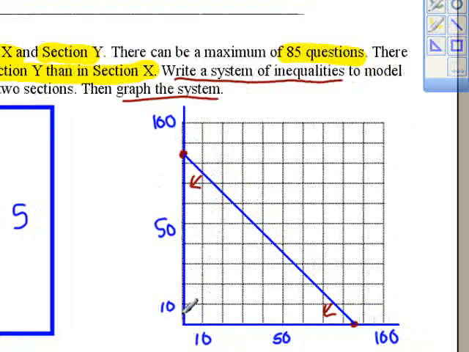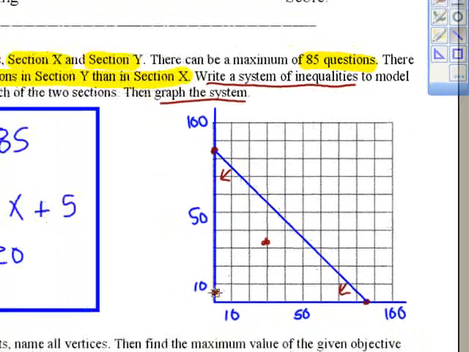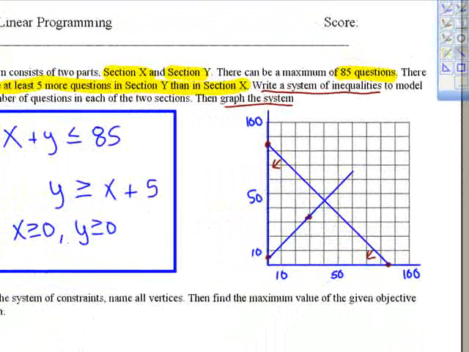I've got 0, 5, about right here, and 30, 35, about right here. And go ahead and sketch that line. And then look for shading. Let's see, 0, 0: 0 is greater than 5 is false. So we want to shade opposite the 0, 0 side, which would be up here. And then the shading would overlap in this region, this triangular region here.